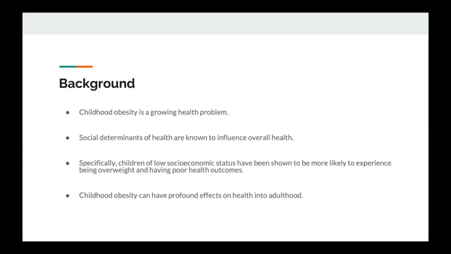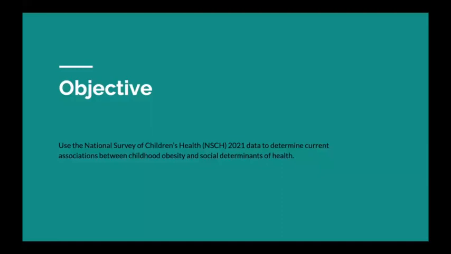Childhood obesity can have profound effects on overall health, so identifying potential associations between the social determinants of health may inform recommendations to address this growing health concern. With that being said, our objective was to use the National Survey of Children's Health 2021 data to determine current associations between childhood obesity and social determinants of health.